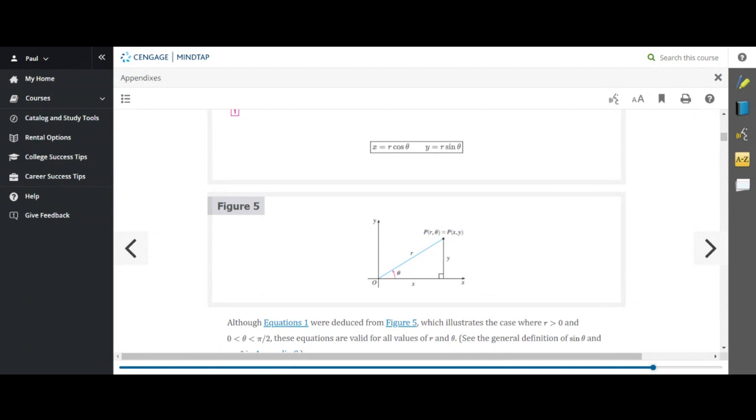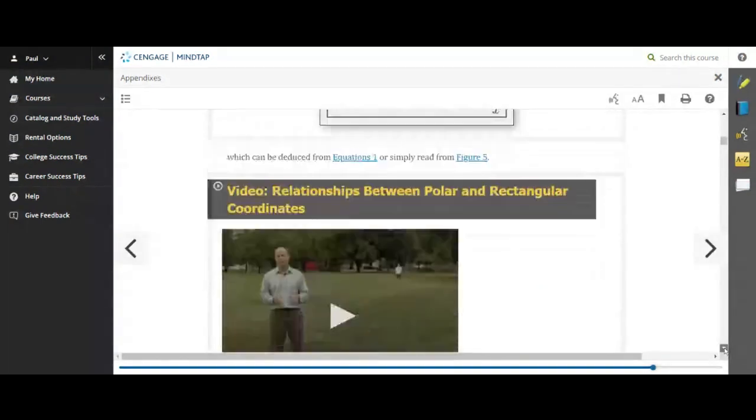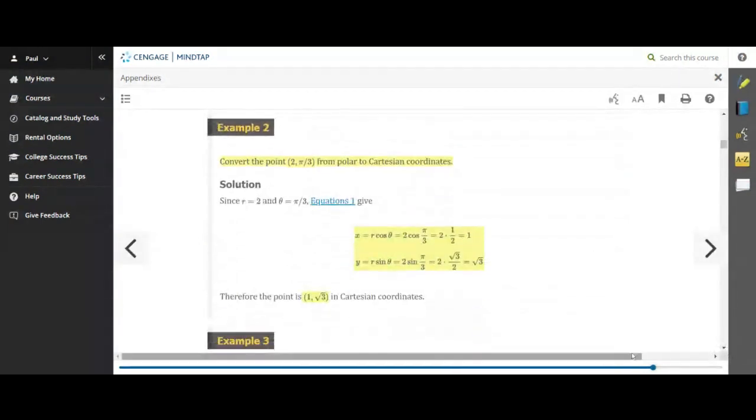And so, we have some fairly simple problems here. In example 2, they want you to convert the polar coordinate 2, pi over 3 into Cartesian coordinates or rectangular coordinates. And easy enough, x equals r cosine theta, y equals r sine theta. So it's easy.